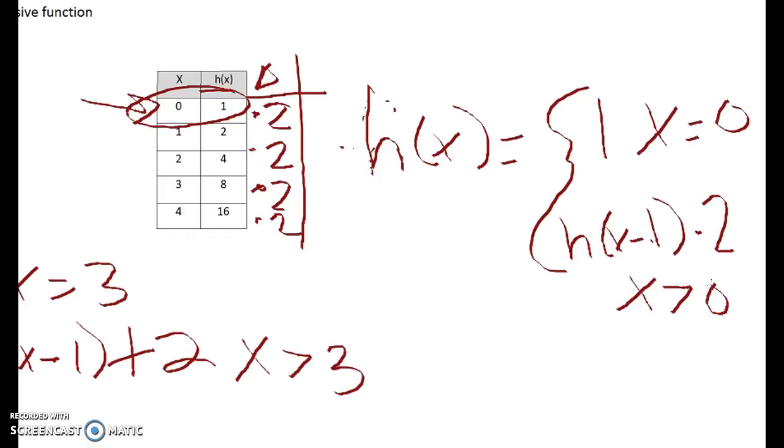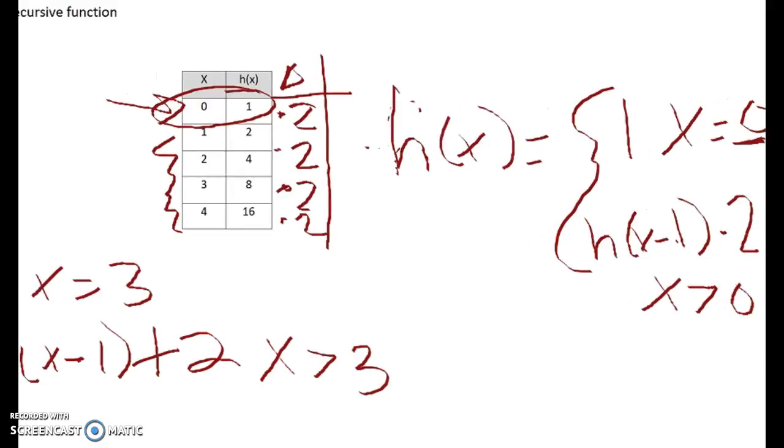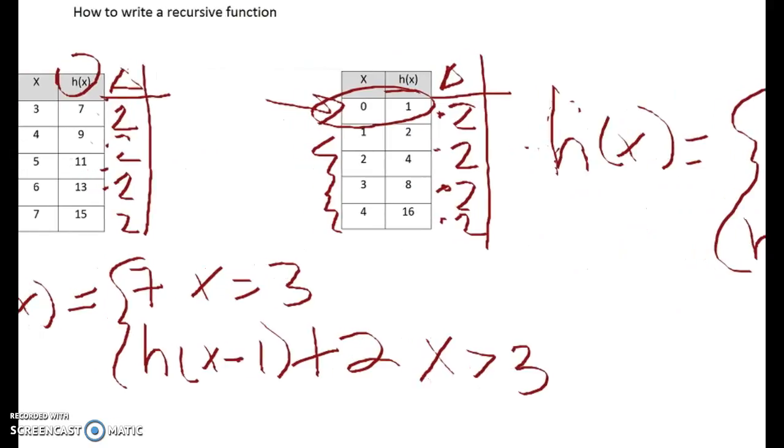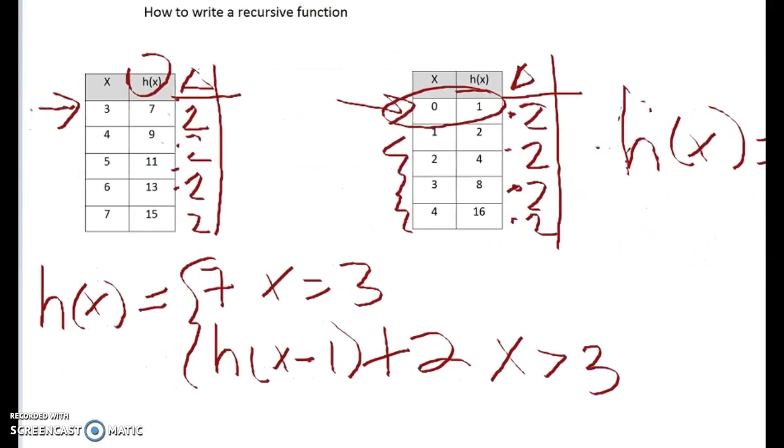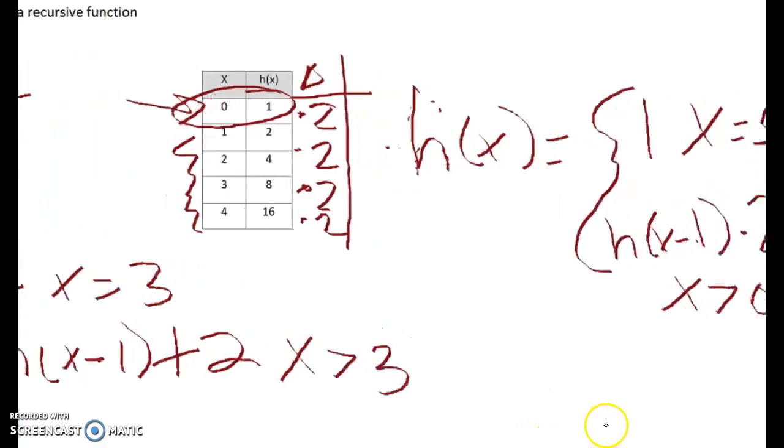This will always be greater than the value that you start with. Since we started at 0 and our table is increasing, we're going to go ahead and make sure that we indicate that h of x minus 1 times 2 when x is in fact greater than 0. We have written a recursive function for both a linear table and an exponential.